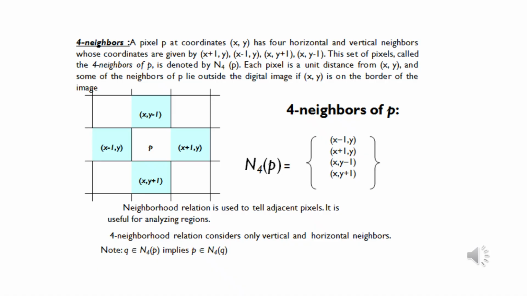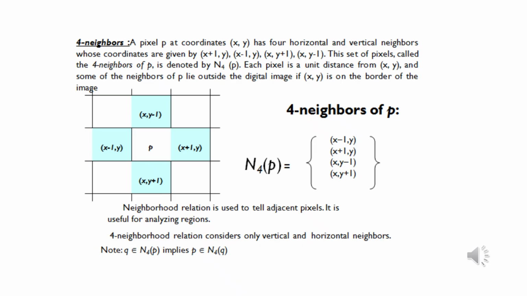Let us understand what are the 4 neighbors of a pixel. A pixel P at coordinate x, y has 4 horizontal and vertical neighbors whose coordinates are given by x plus 1, y; x minus 1, y; x, y plus 1; x, y minus 1. So this set of pixels are called the 4 neighbors of P, denoted by N4 of P. Each pixel is a unit distance from pixel x, y, and some of the neighbors of P lie outside the digital image if x, y is on the border of the image.